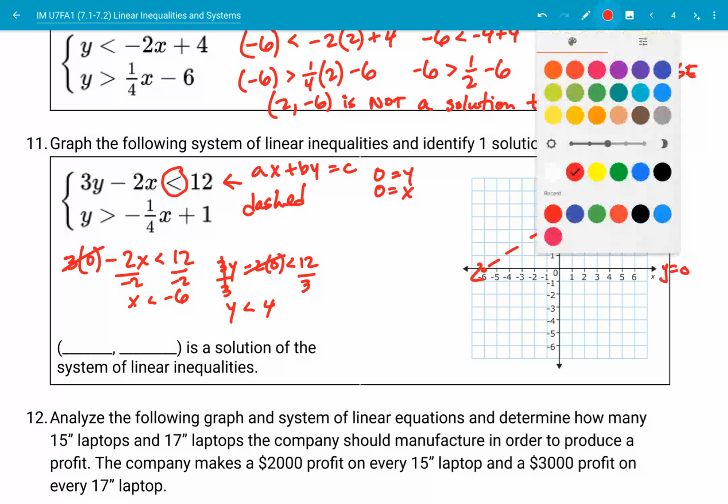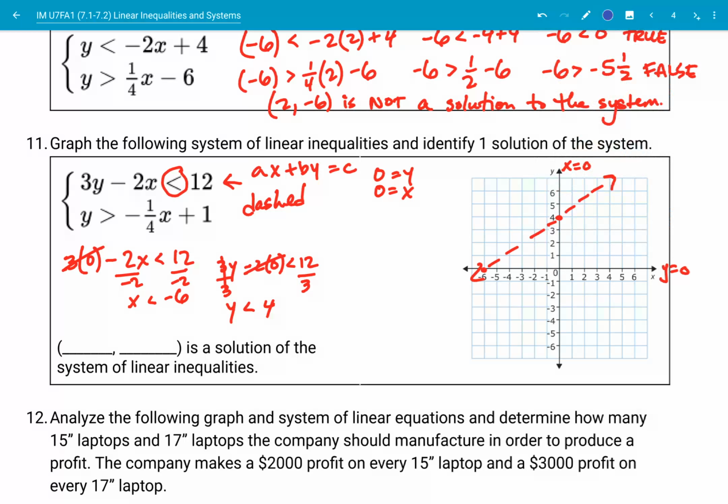Let's do this second inequality in blue. This one is written in slope-intercept form. When we graph using slope-intercept form, we could use a table of values, or we could start at the y-intercept and then use the slope to get to our next point. And remember, the y-intercept is basically when we plug in 0 for x. So if y is greater than negative 1/4 x plus 1, and I plug in 0 for x, I'm starting at the point 0, 1.